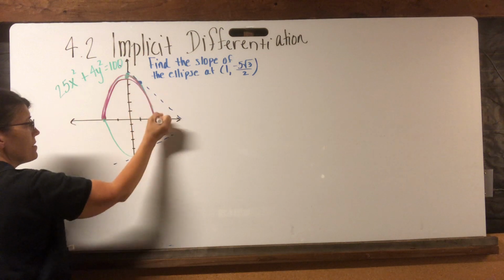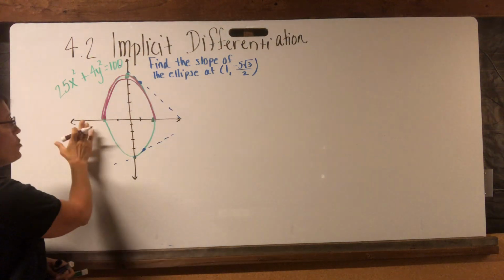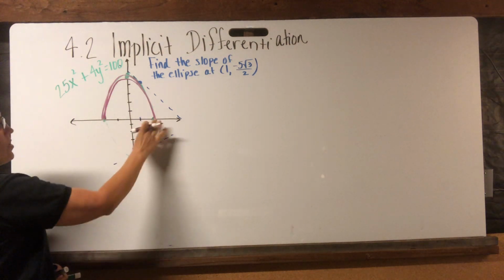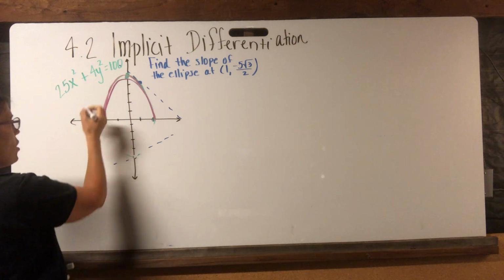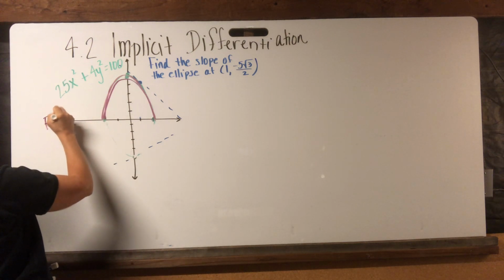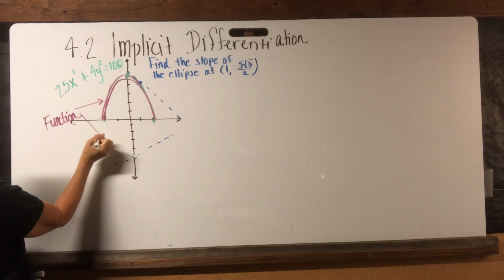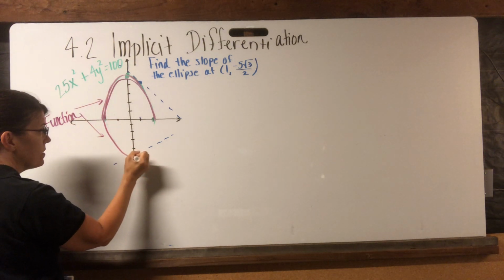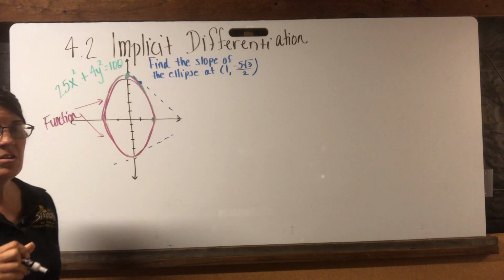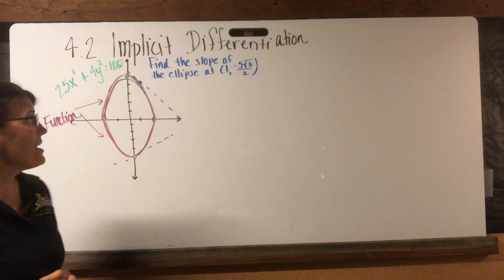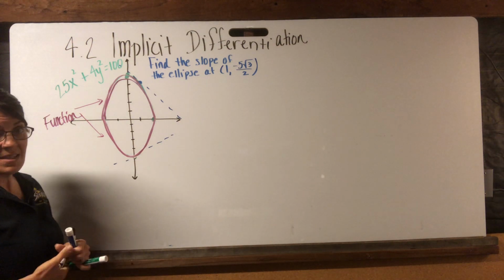Okay, that's half of an ellipse. It's a function. If all you have is this top half of the ellipse, it's a function. Then there's also the function down here. Put them together, it's not a function. But the tangent line at the point 1, negative 5 root 3 over 2 does exist.